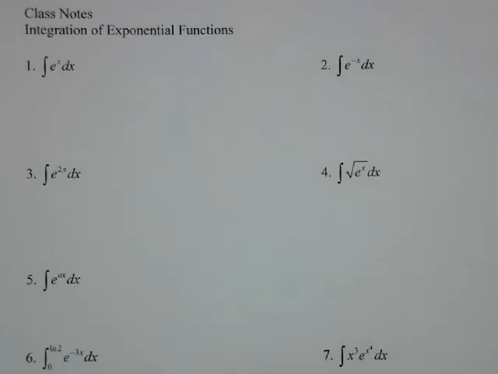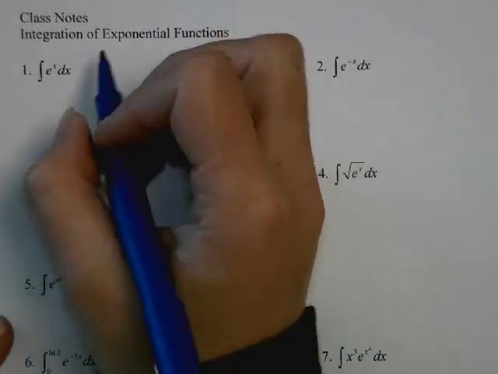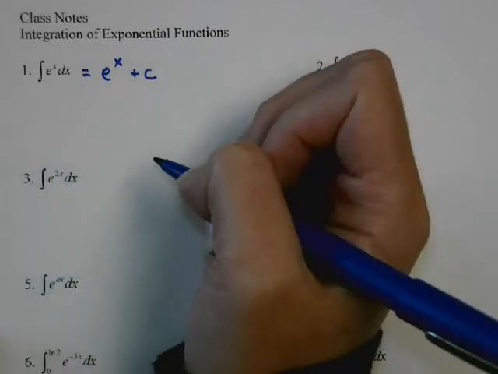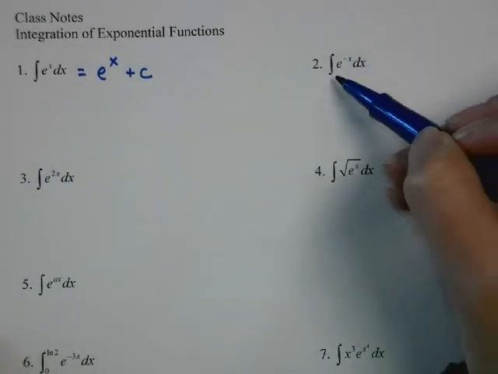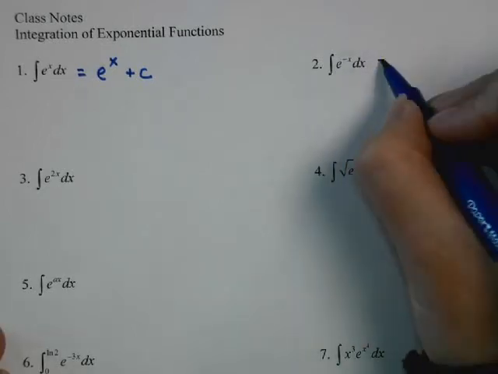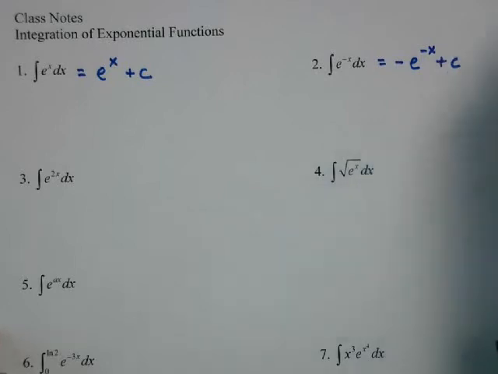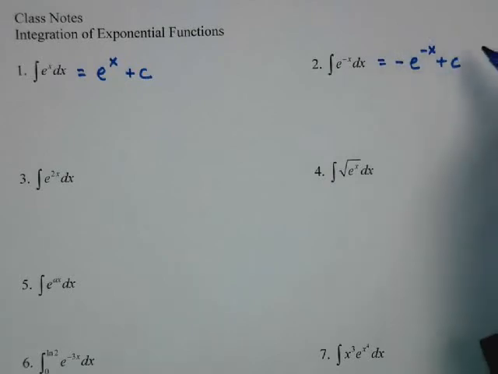Right. Now we're going to go through integration of exponential functions. Integral of e to the x is e to the x plus c. That's one you just have to know. Integral of e to the negative x is going to be negative e to the negative x. And again, you can always think about taking this derivative, and this should be our result.